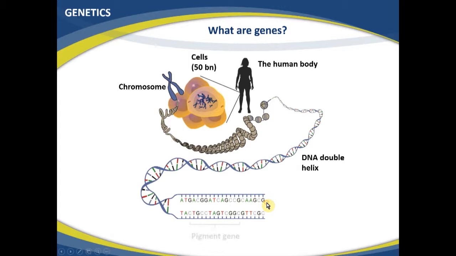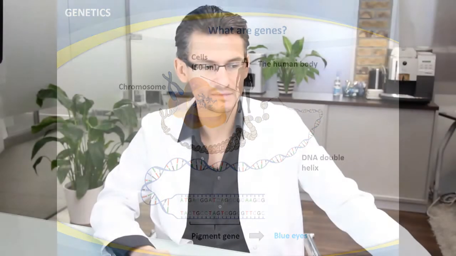A gene is a certain region in here that has a certain function. For example, there is a pigment gene, which means this genetic code region has the information of how to create a pigment, a color, that is then expressed in blue eyes, for example. And so a gene is really an instruction in a genetic code which tells the body how to do one or only a few processes.